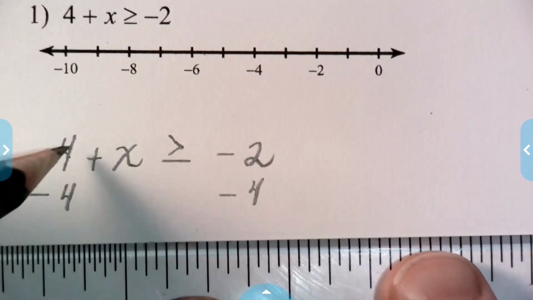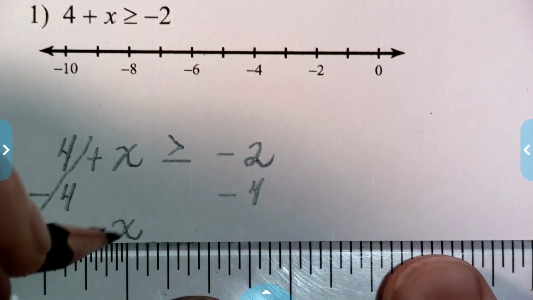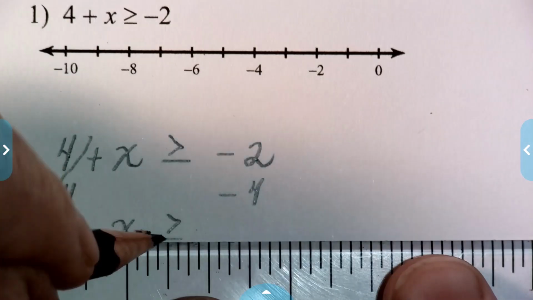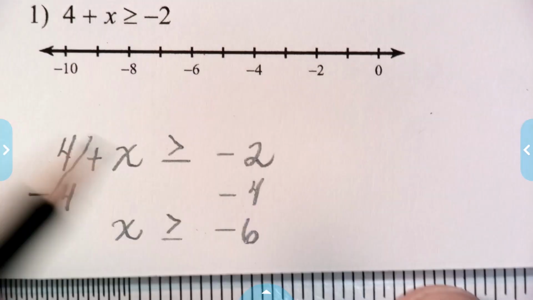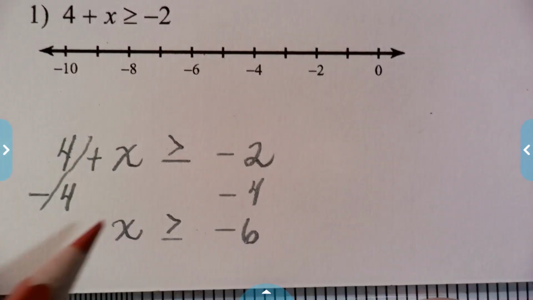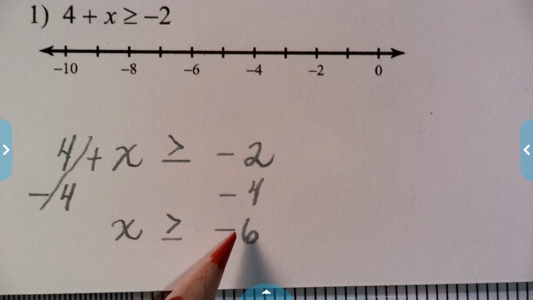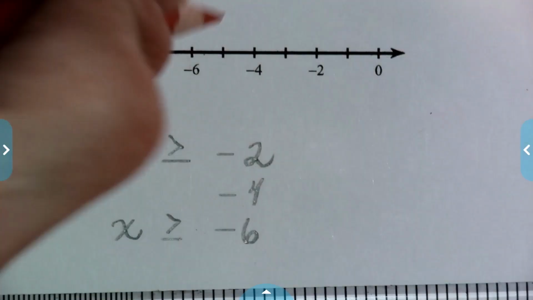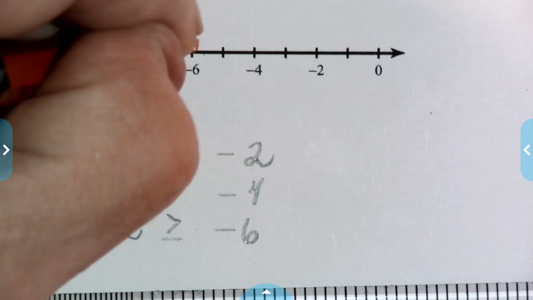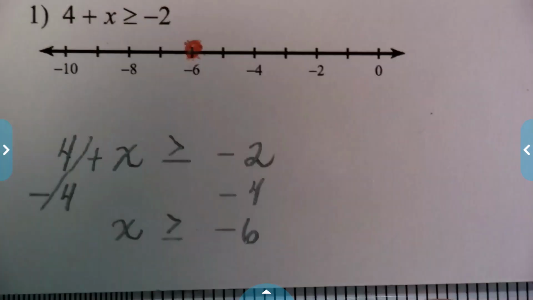All right, and that gets rid of the 4's over here on the left. And now I just have x is greater than or equal to negative 2 plus negative 4, which is negative 6. And so what I need to do to graph it, x is greater than or equal to negative 6. So go find negative 6. Greater than or equal to means a filled in circle. And it's greater than, so it's every single number to the right of negative 6.